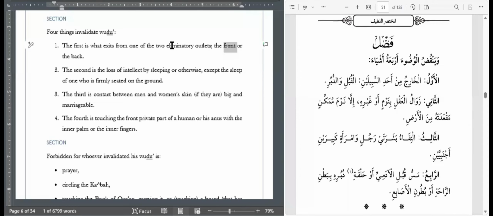So that's clear for you, whether it's normal or abnormal. Normal is like urine and feces. Abnormal is like a worm or blood, especially blood from the urinary pathway. That's abnormal.